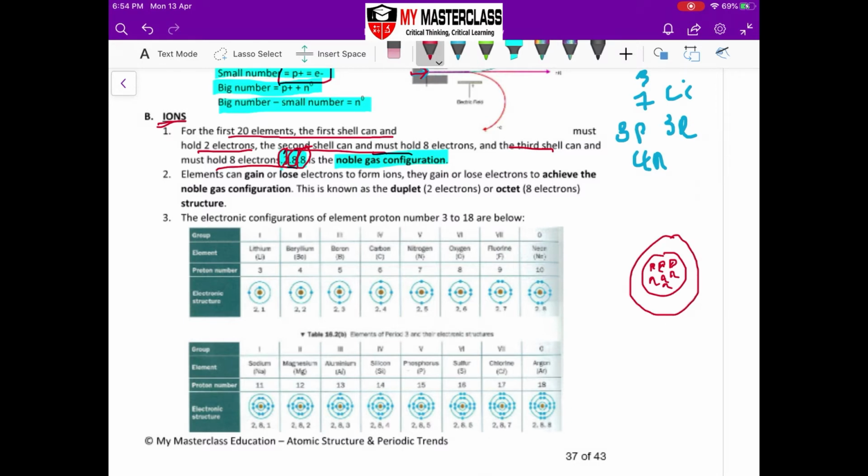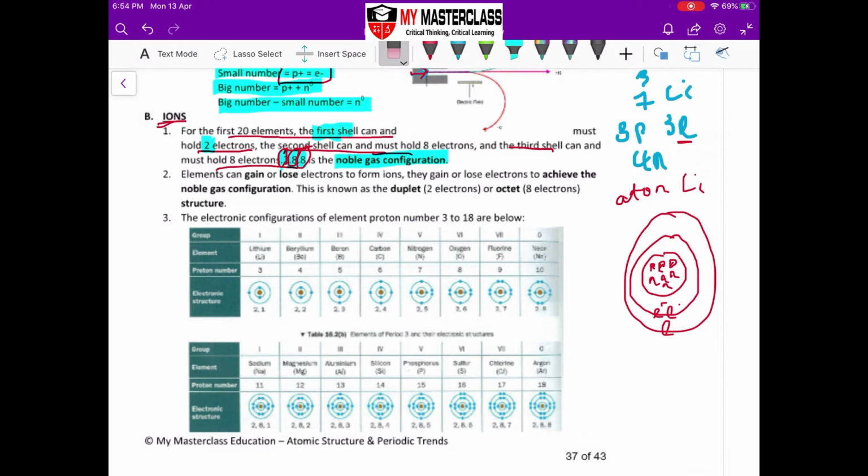First shell can and must hold 2 electrons over here. Okay, so if I draw it, I can draw the electrons here. Then because it's supposed to have 3 electrons, the next electron should go into the second shell over here. This is your atom of lithium.